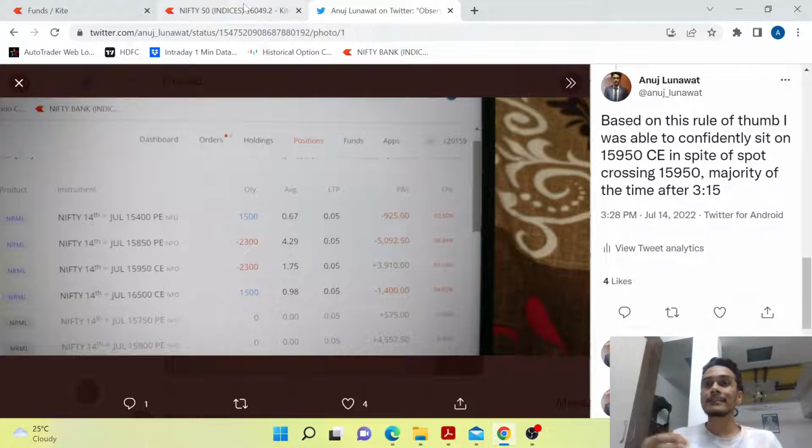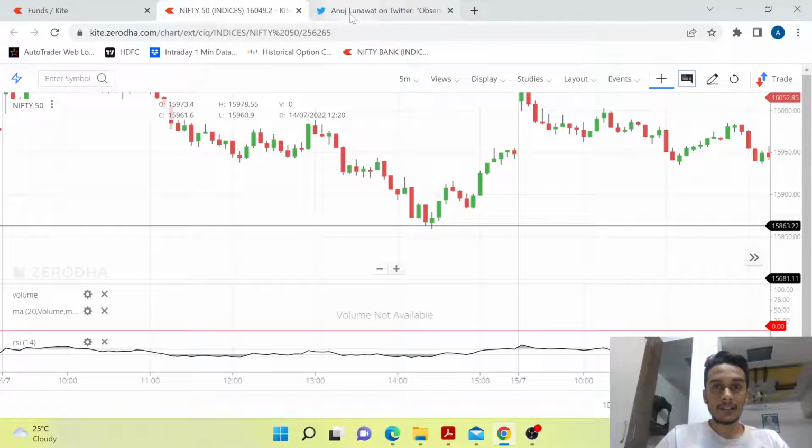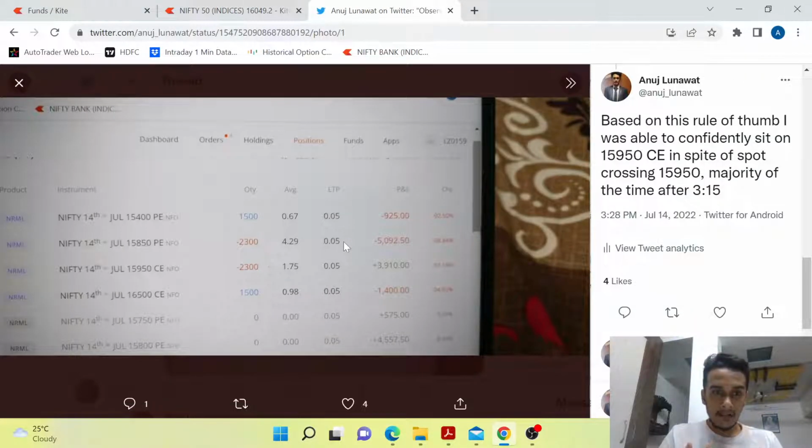So how did I get that conviction to hold this until 3:30? I'll tell you the reason behind it. Firstly, for the 15,950 call to have any value, the 15,950 put should go to 0. When I had this call short, I was observing the 15,950 put.